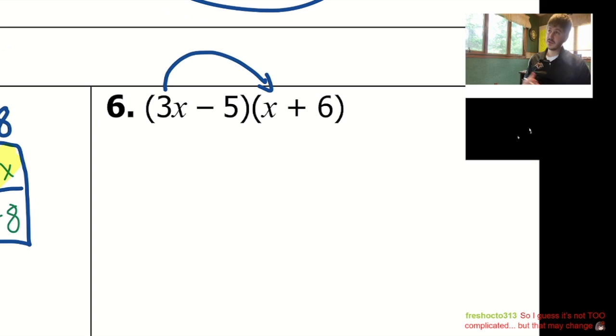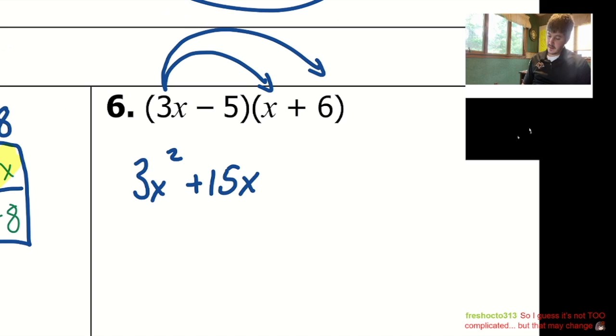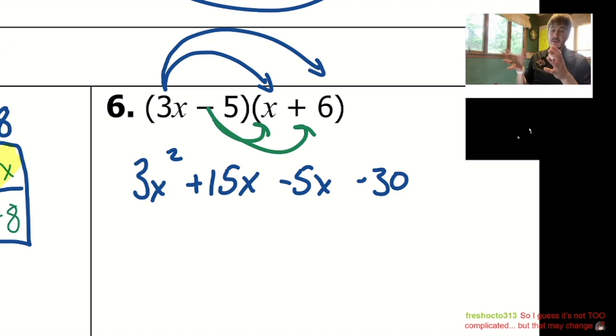3x times x, which I know is 3x squared. Just be careful, some people will multiply these together and call it 4x, but that would be addition. We are multiplying. So it's 3x times x, then 3x times 6, which would be 15x. Then my inner, which is negative 5 times x, so it's negative 5x, and then negative 5 times 6, which is negative 30.